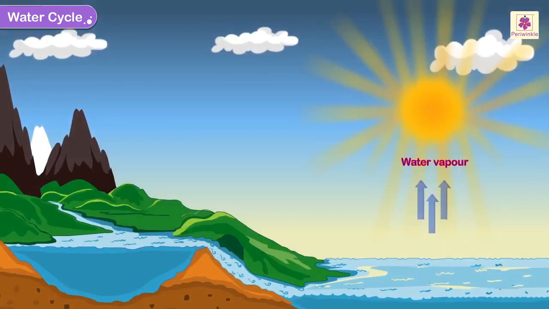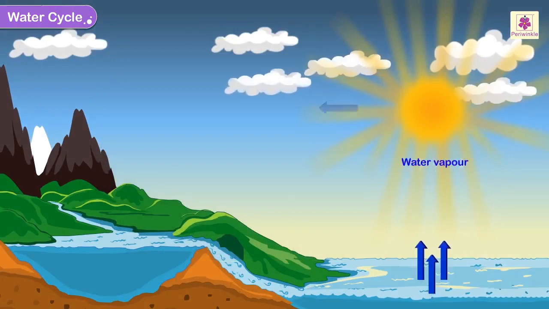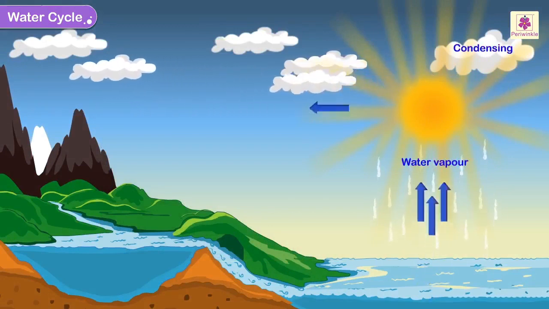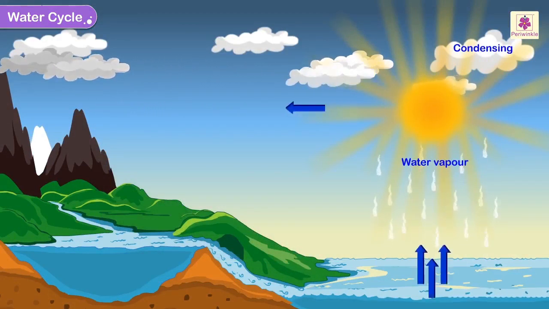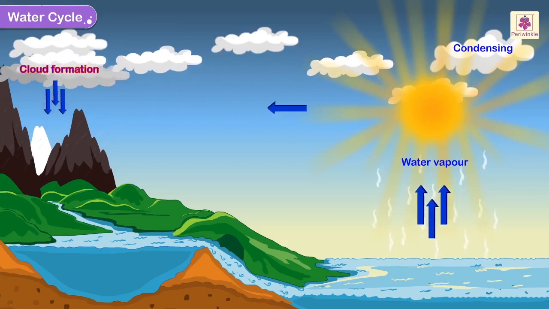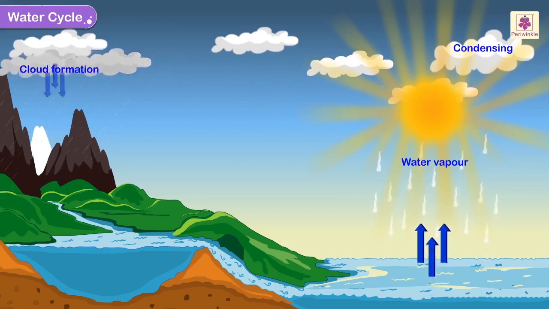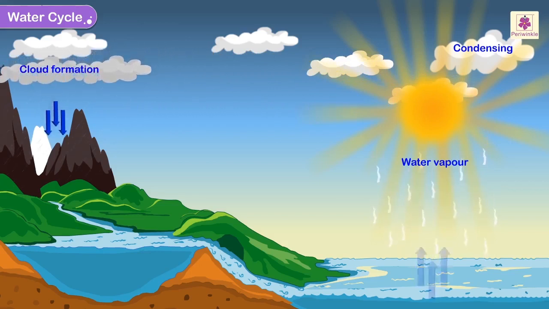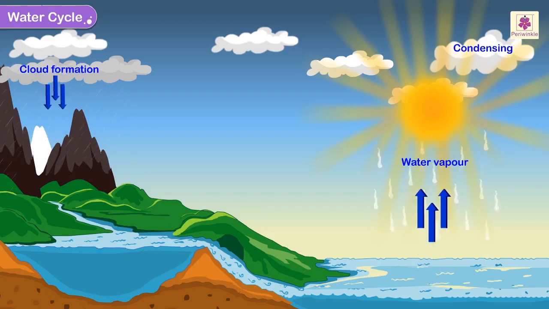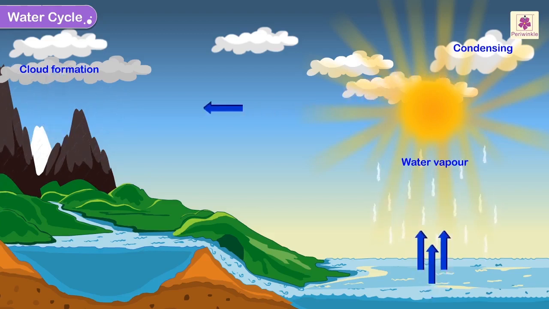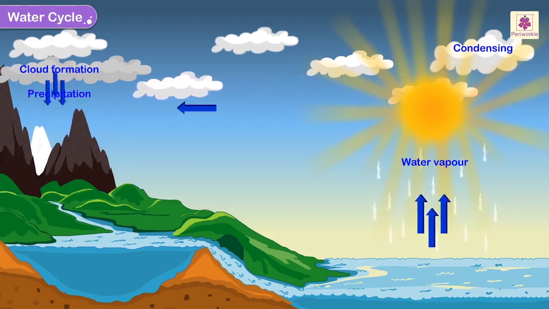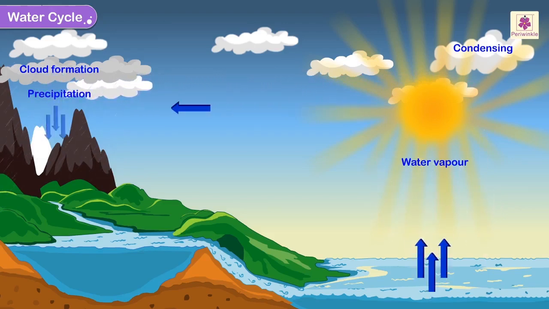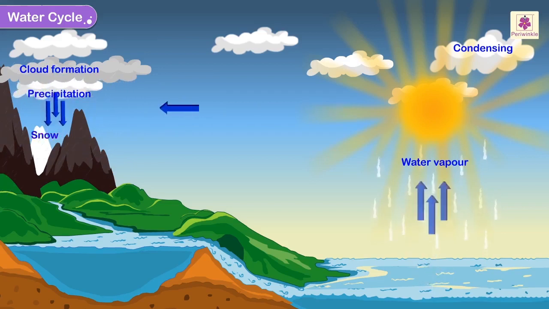The water vapor rises in the troposphere where it cools and condenses. These get converted to water droplets or snowflakes depending upon the temperature. The clouds so formed then come down on the earth in the form of precipitation as rain or snow.